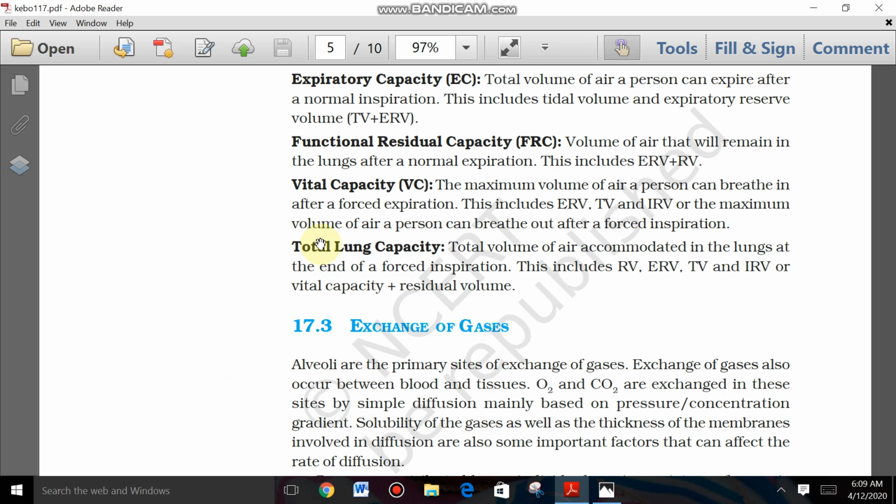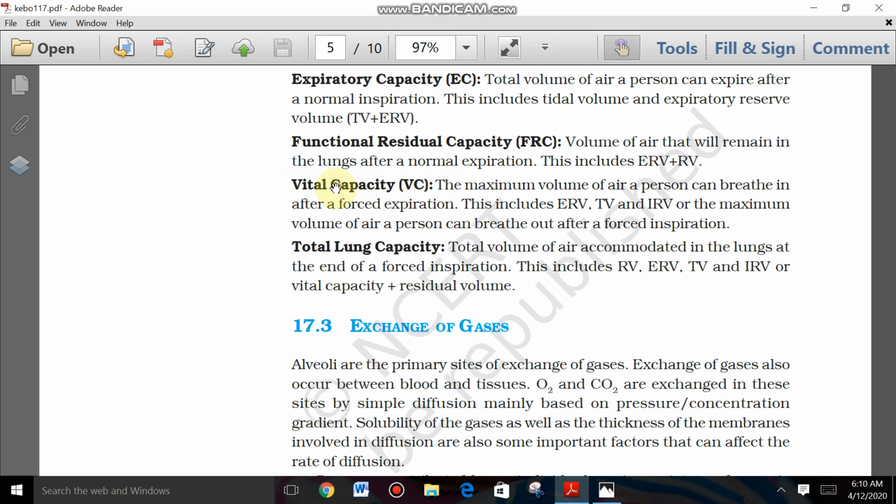So next one, vital capacity, VC: the maximum volume of air a person can breathe in after a forced expiration. This includes ERV plus TV plus IRV. And one more definition: the maximum volume of air a person can breathe out, meaning exhale, after a forced inspiration.